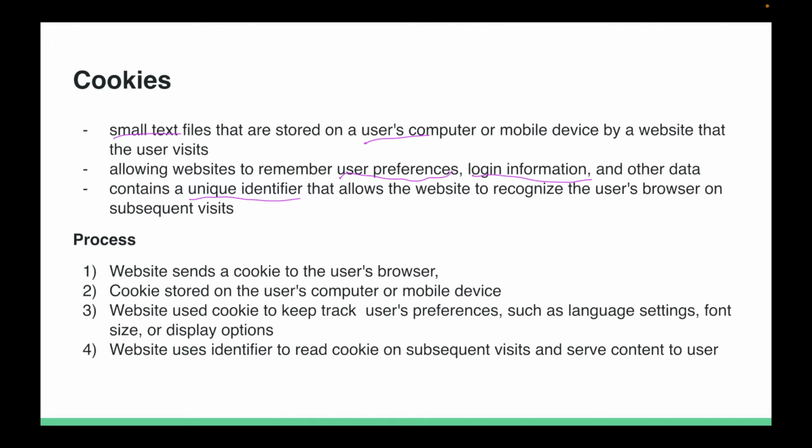Now, basically, the way that works is a website sends a cookie to the user's browser. The cookie is stored on the user's computer. The website uses the cookie to keep track of user preferences, such as language settings, font size, or display options. And then the website uses the identifier or the code of that cookie on subsequent visits to serve content to the user that is personalized.